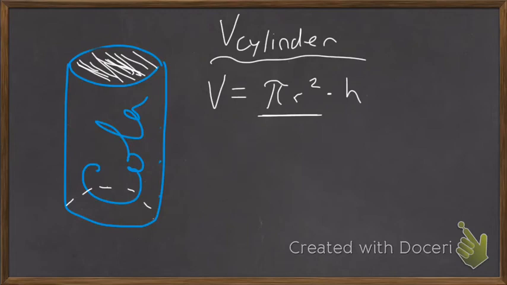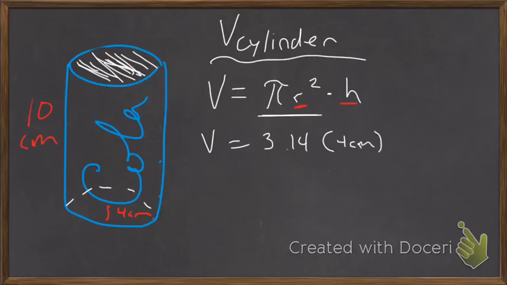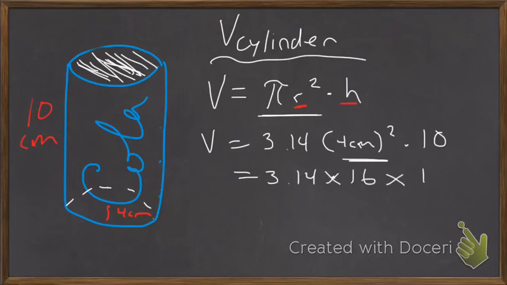Most of these values are known, except for right now we don't know our height and our radius. So we're going to say the radius of this can is 4 centimeters, and the height of our can is 10 centimeters. Volume is equal to 3.14 for pi times 4 centimeters squared times the height, which is 10. According to BEDMAS, we have to do this value first: 3.14 times 4 squared, which should be 16, times 10.